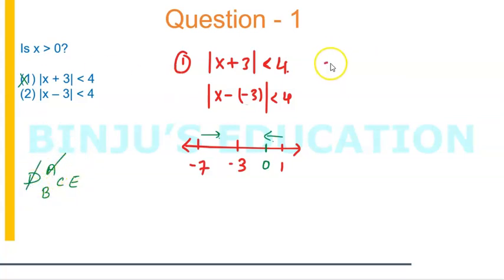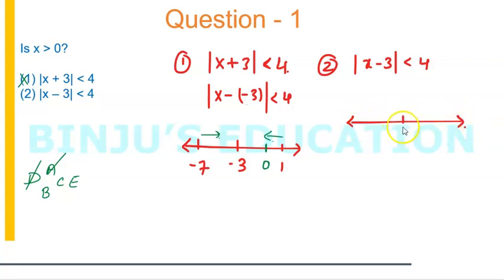Now, the second statement: mod of x minus 3 is less than 4. Since there is a negative sign, it will stand for distance. This means the distance between x and 3 is less than 4. So we'll put 3 here. Look out for the numbers which are at a distance of 4 first. So you will have 7 and you will have negative 1. Now you want the distance to be less than 4, so you'll ensure that you are to the right of minus 1 and to the left of 7.